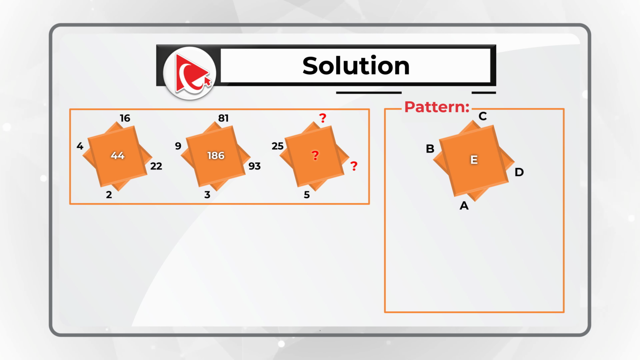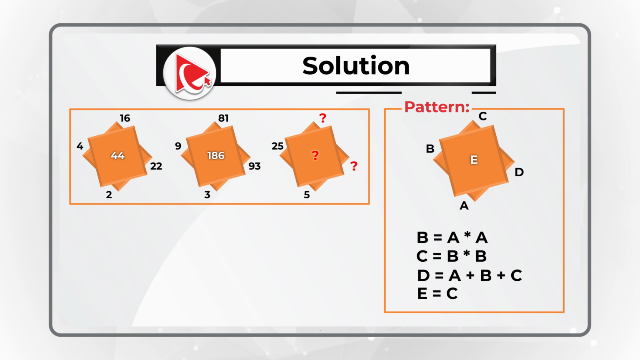And the pattern will be B is calculated as A multiplied by A, basically A squared. C is calculated as B multiplied by B. D is calculated as A plus B plus C. And then E is calculated as C multiplied by 2.